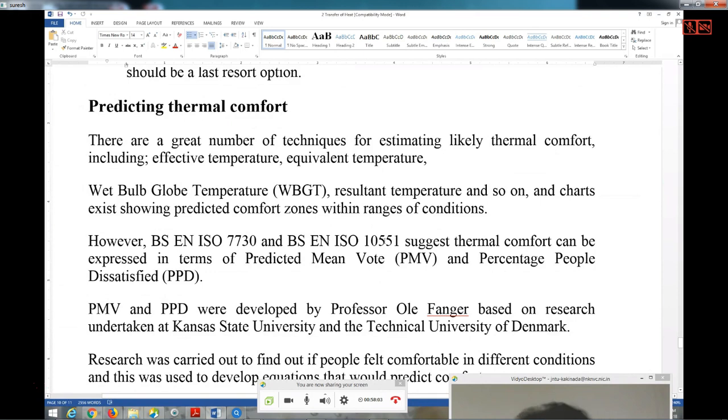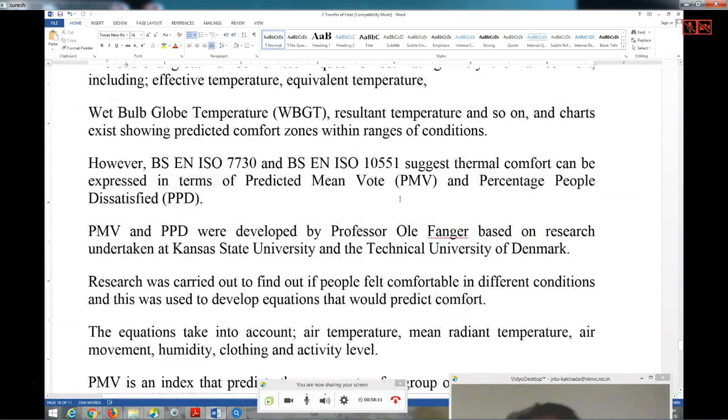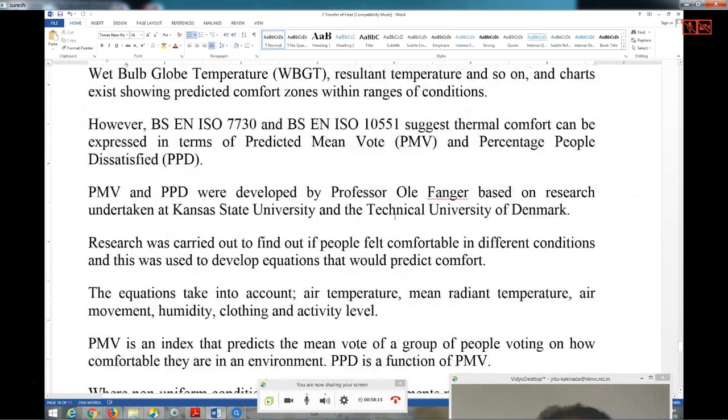However, as per the British standards ISO 7730 and BS EN ISO 10551, thermal comfort can be expressed in terms of predicted mean vote and percentage people dissatisfied. So predicted mean vote and percentage people dissatisfied are the two indices they have taken to express the comfortableness of a person.